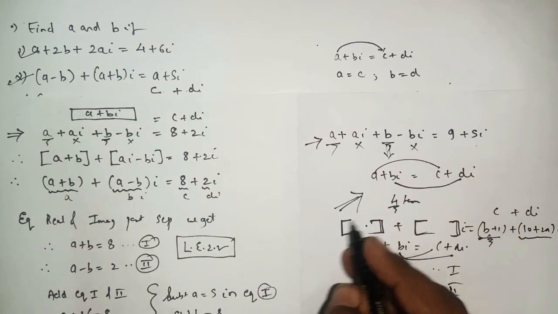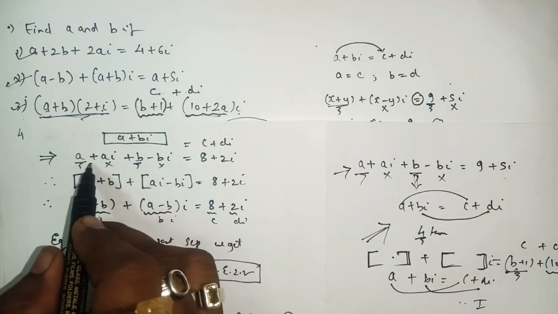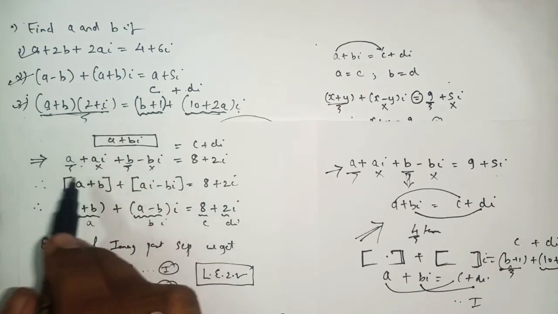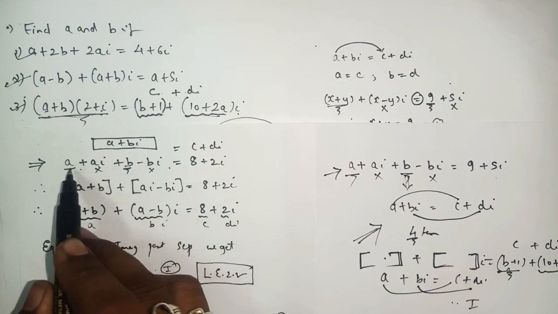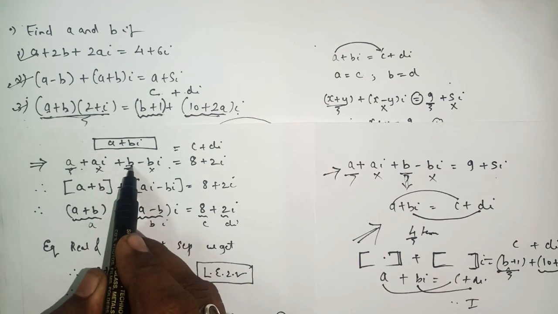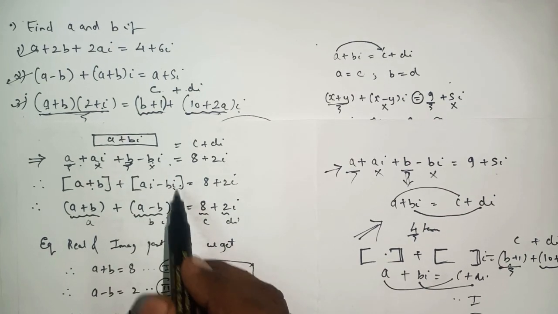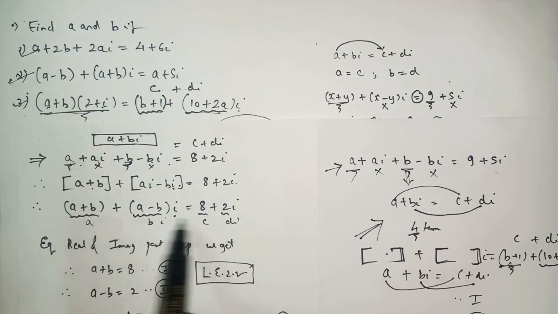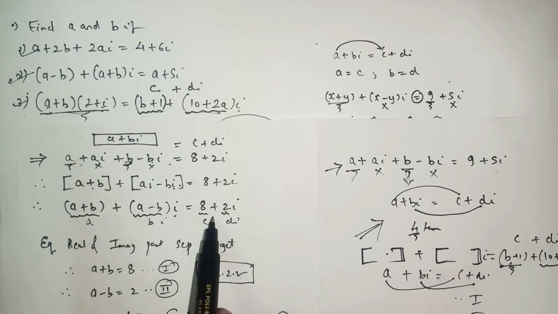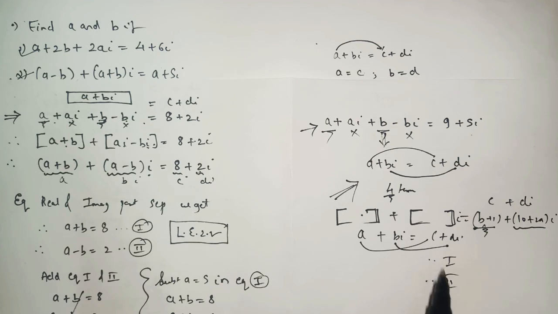So make a pair like this as we did. When you bracket open, you will get 4 terms like this. So make a pair of terms without I, make a pair of terms with I. Here you will bring I as common. So when you see it, it looks like A plus BI equal to C plus DI. Equate the real and imaginary part, where you will get two equations.